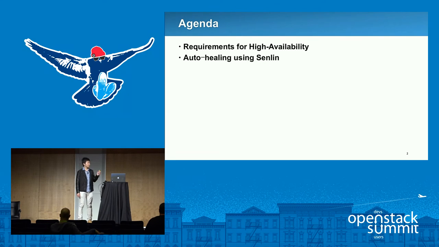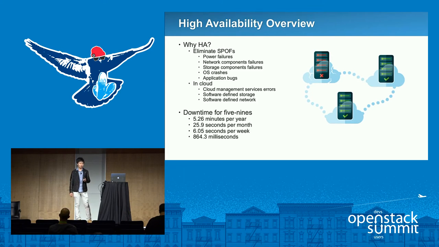For this topic, we have two parts to cover. First part is the requirements for the HA solutions in OpenStack, and the second part is the auto healing solutions that we implement using the Senlin project. So this is the first part.